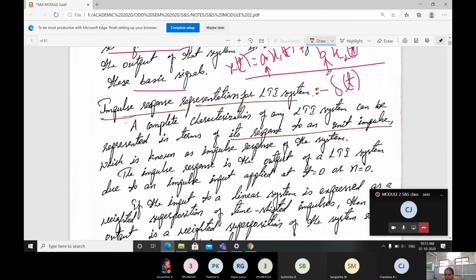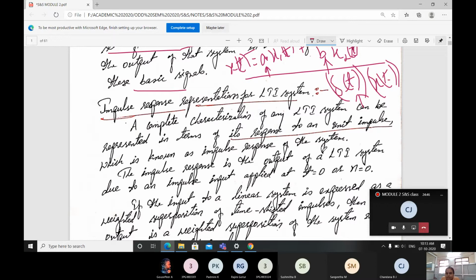How can I use this delta of t with the x of t input signal? This delta of t here we are going to take as a system function. How is it going to be done? A complete characterization of any LTI system can be represented in terms of its response to a unit impulse. Meaning, the x of t signal I can represent in terms of the delta of t signal.